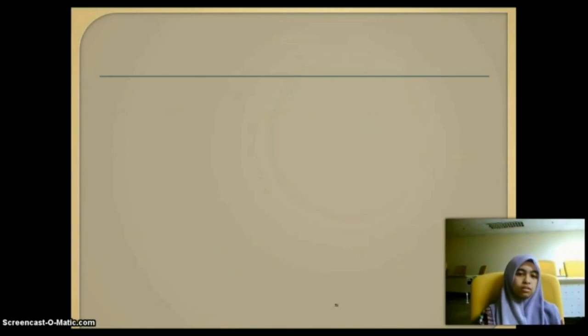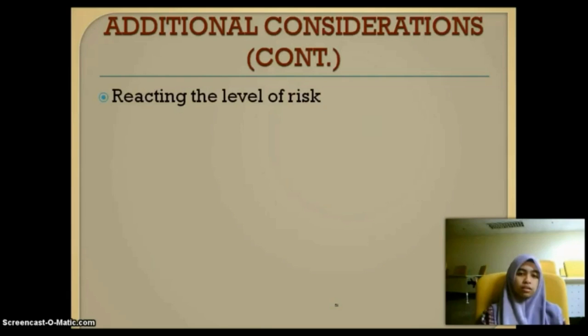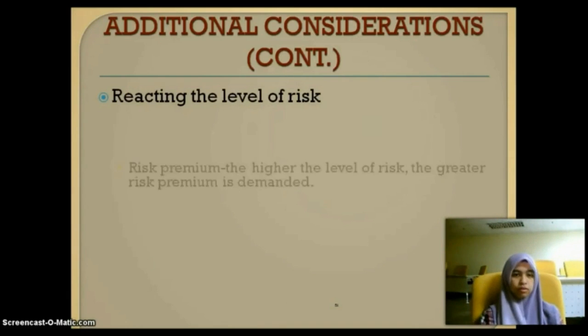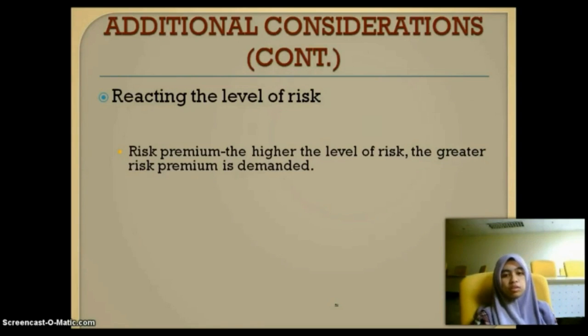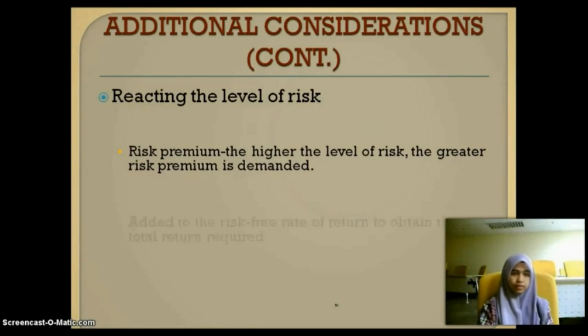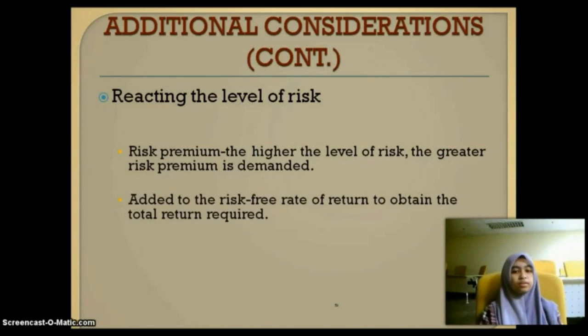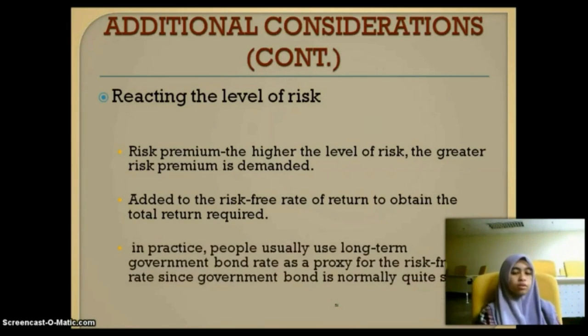Next is reacting to the level of risk. In reacting to the level of risk, it uses the law of risk premium, which is the higher the level of risk, the greater the risk premium demanded. It will be added to the risk-free rate of return to obtain the total return required. In practice, people usually use the long-term government bond rate since it is a risk-free rate and it is normally quite safe.